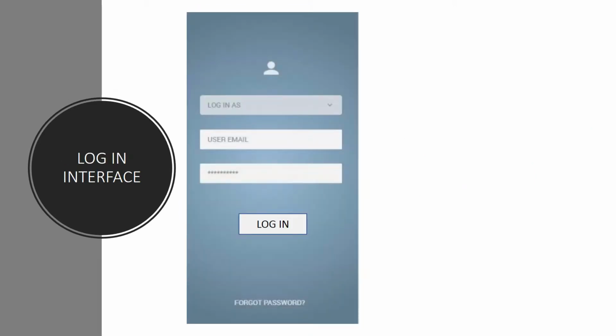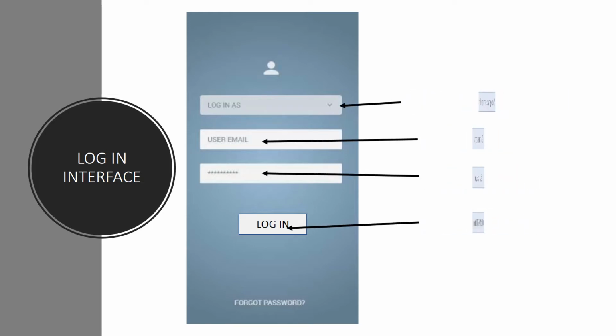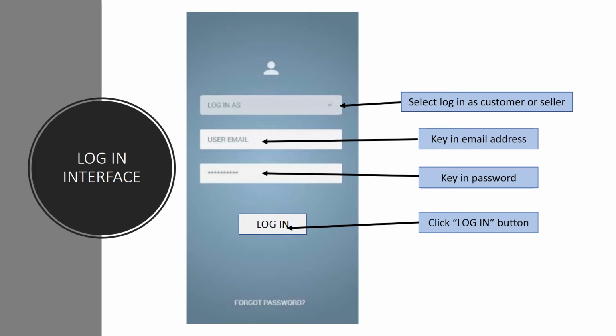Next, this is the login interface for MMA. The user can select login as customer or seller. The user must key in the email address and the password. Lastly, they need to click the login button. They also can click the forgot password to reset their password.